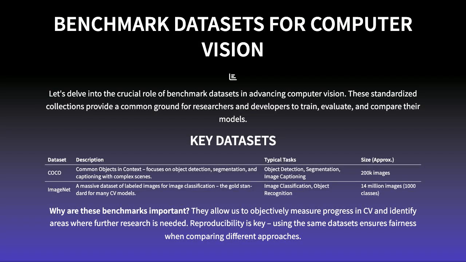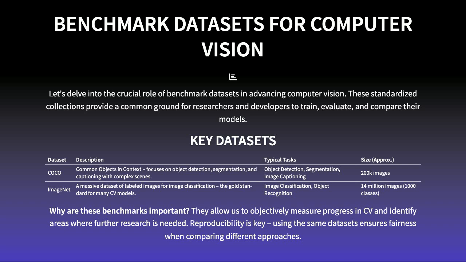Okay, so let's talk about how we actually measure what's happening with computer vision models. To do that, we rely heavily on benchmark datasets. Think of them as standardized tests for our AI algorithms. We have a couple of really important ones, COCO and ImageNet.